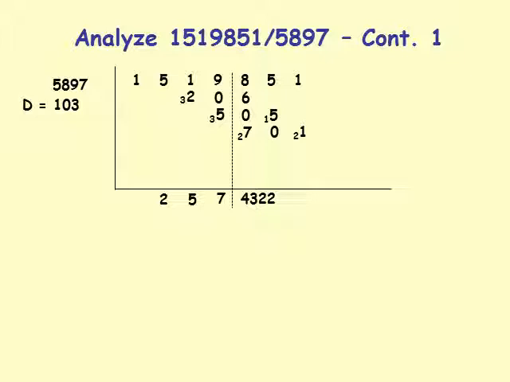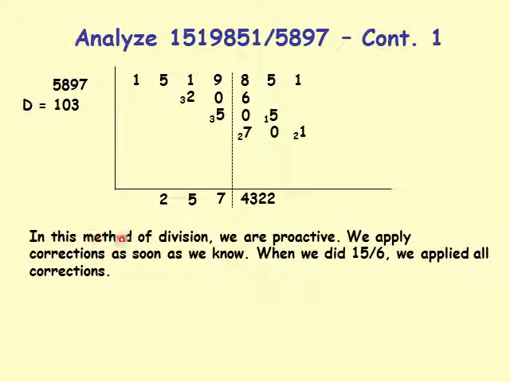Okay, so this is what we had. In this method of division, we are proactive. When we do the Nikhilam method of division, we are proactive. We apply corrections as soon as we know of those corrections. When we did 15 divided by 6, we applied all the corrections. There are three corrections applied: 2 here, 0 here, and a 6 here. 2 times 1, then 2 times 0 is a 0. 2 times 3 is a 6.